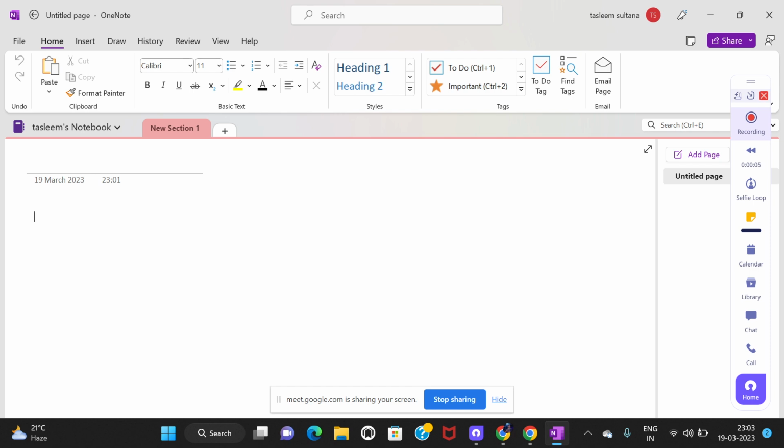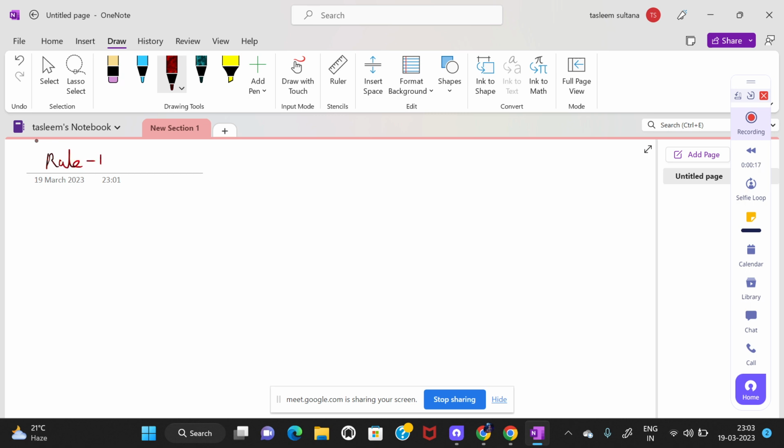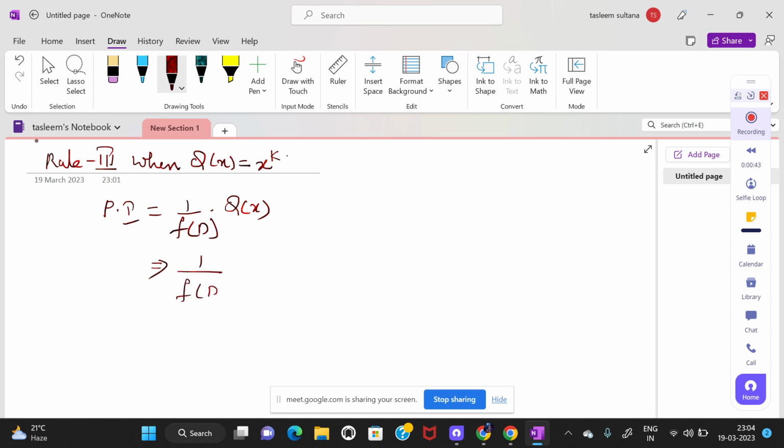In today's class, when it is in the form of rule 3, when Q of x is equal to x to the power of k, the particular integral PI is equal to 1 by f of D into Q of x, which is equal to 1 divided by f of D into x to the power of k.